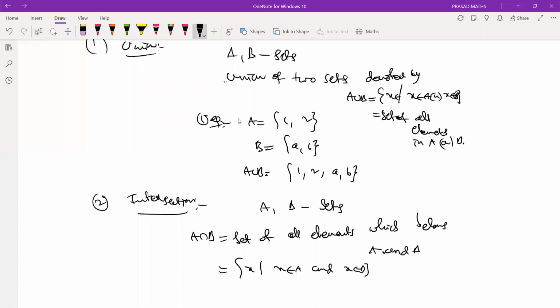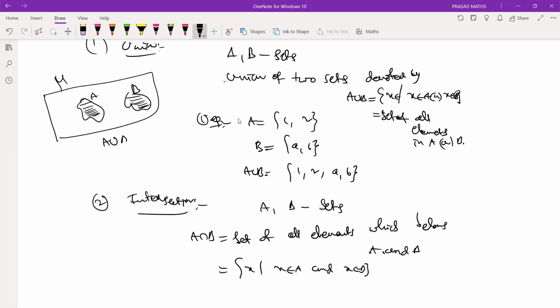So in Venn diagrams, for unions, we can represent it like this. This is my universal set. You can take this as the universal set. Suppose you take this as my A set. Suppose this is my B set. What is A union B? Set of all elements in A or B. This is my Venn diagram about A and B. Right? Set of all elements in A as well as in B. So this is my A intersection B.